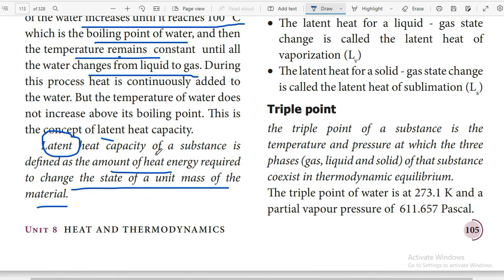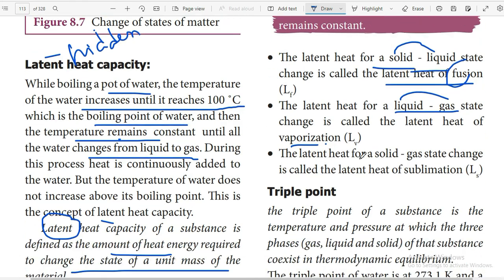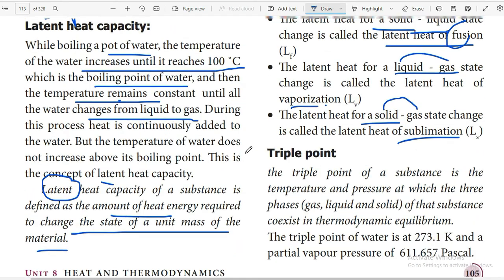Now this latent heat capacity is different for different materials. It is the amount of heat energy required to change the state of a unit mass, say for example 1 kg or 1 liter, whatever it is, of a material. The latent heat of the solid to liquid change is called latent heat of fusion. The latent heat of the liquid to gas change is called the latent heat of vaporization. When it changes from solid to liquid, we call it fusion. When it changes from liquid to gas, we call it vaporization. When the change takes place from solid to gas, we call it sublimation. Remember these keywords.